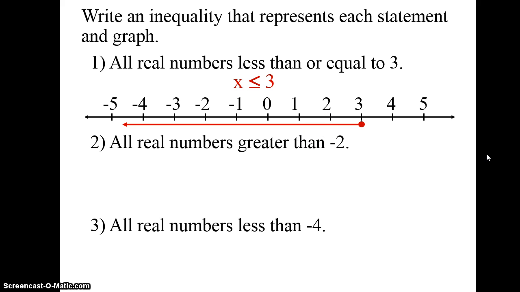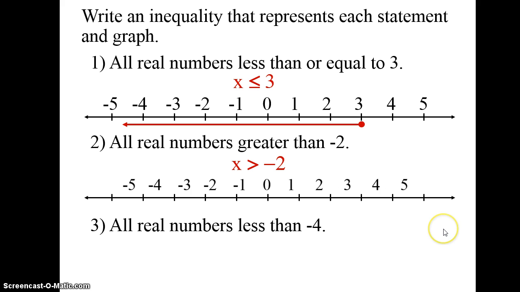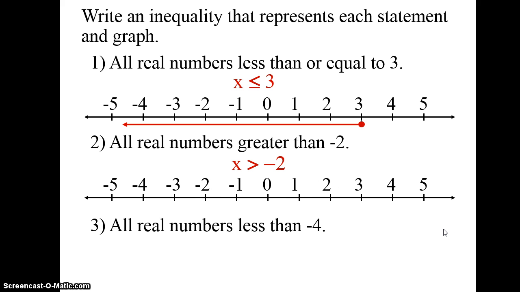Again, pause it if you just wanted to see the first one, but would like to try them by yourself here. All real numbers greater than -2, so that would be x is greater than -2. You'll notice that there is no equal to, so there's no line underneath that greater than symbol. So when I go to graph it, because it's greater than -2 and it doesn't include -2, I would use my young man and draw an open circle at the -2 and then color everything to the right since those numbers are greater than -2.